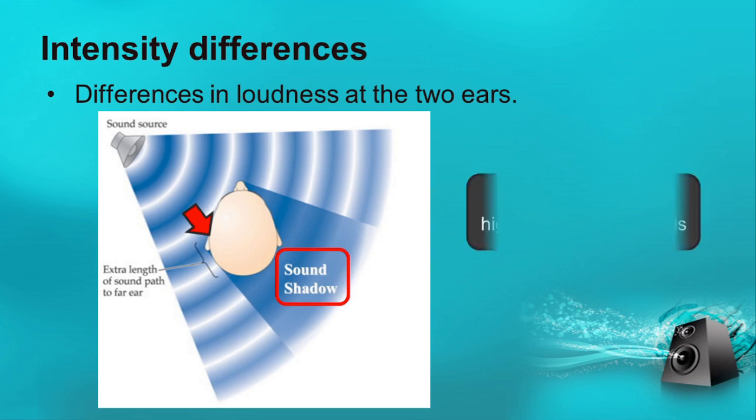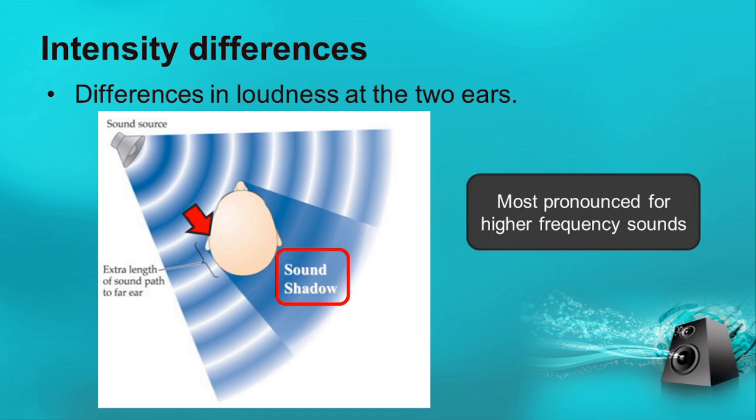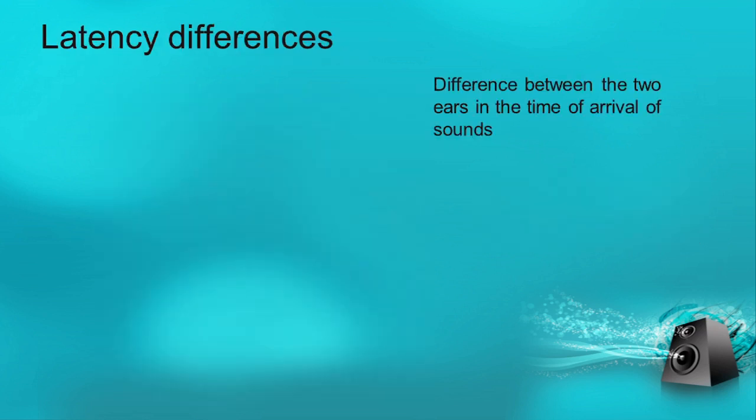Sound shadow is most pronounced for high frequency sounds because high frequency sounds have shorter sound waves which do not travel round the head to reach the opposite ear, whereas low frequency sounds have longer sound waves which can travel round the head and reach the opposite ear.